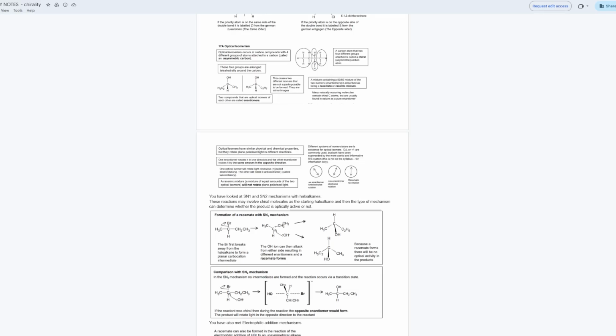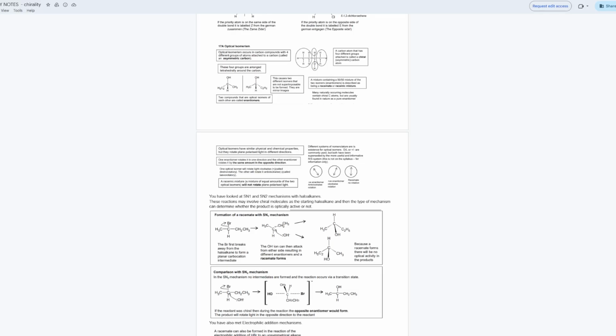Okay, where were we? Optical isomers have similar physical and chemical properties, but they rotate plane polarized light in different directions. One enantiomer rotates it in one direction, the other enantiomer rotates it by the same amount in the opposite direction. Okay, yeah.